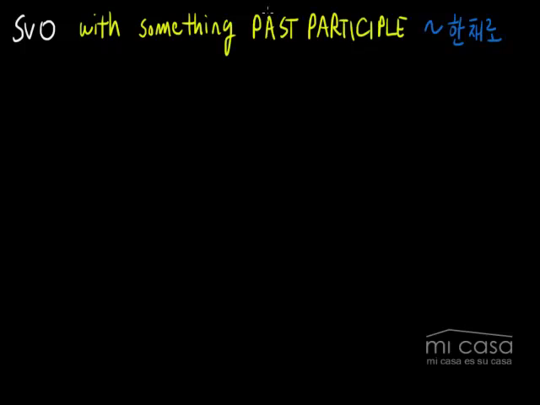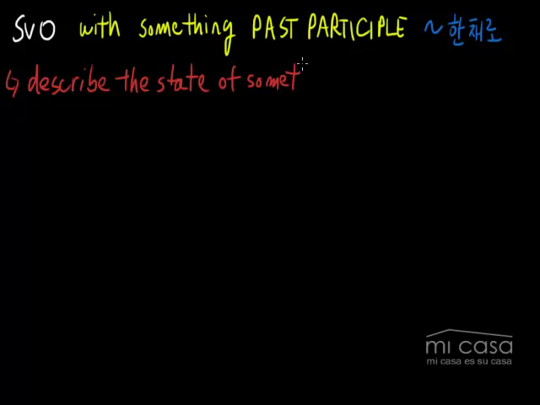In today's lesson we're going to be talking about this structure right here: subject, verb, object, with something past participle, with 뭐뭐뭐 PP. And in Korean this means 뭐뭐뭐 한 채로. It's really useful if you want to describe the state of something during an action. Alright, this is how we use this structure with something past participle.